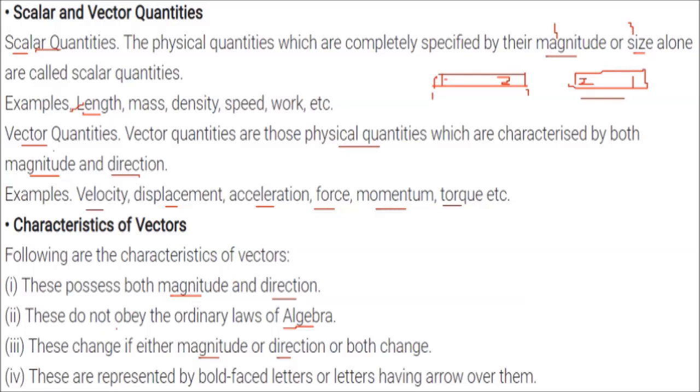Then these are represented by bold-faced letters or letters having an arrow over them. So if I say I have some A, then if I bold it, this is a scalar quantity. If I bold it and put an arrow over it, I am putting a bold face and putting an arrow, now this becomes a vector. So these are the characteristics of vector.